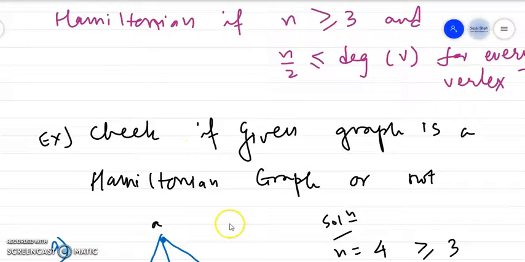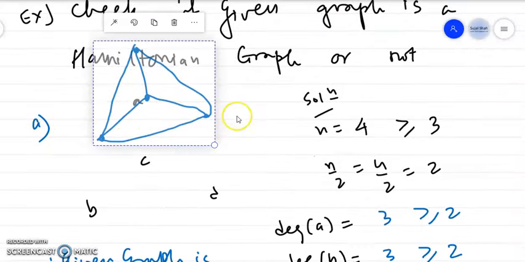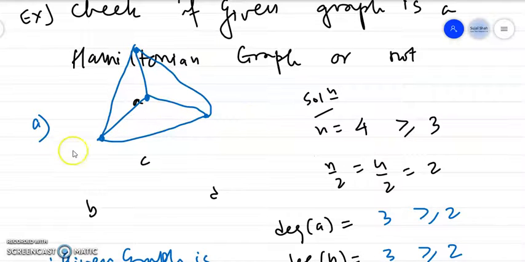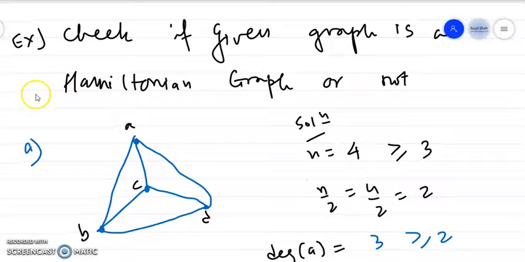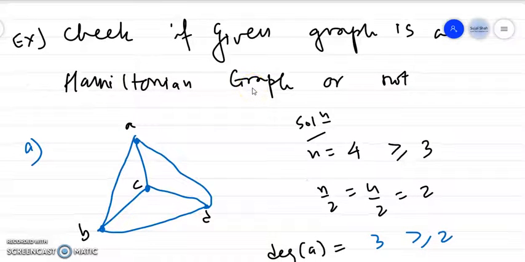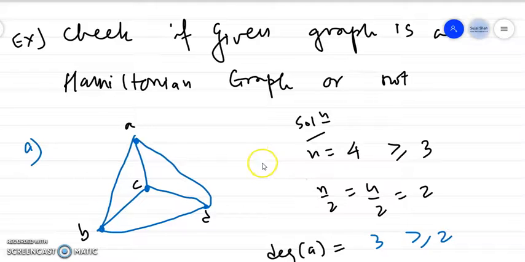So let's take an example. So look at graph A and we have to check whether it is Hamiltonian graph or not. We can see there are 4 vertices A, B, C and D. So number 4 is more than or equal to 3. So first condition is satisfied. And n by 2 is 2, that is 4 by 2 is 2.